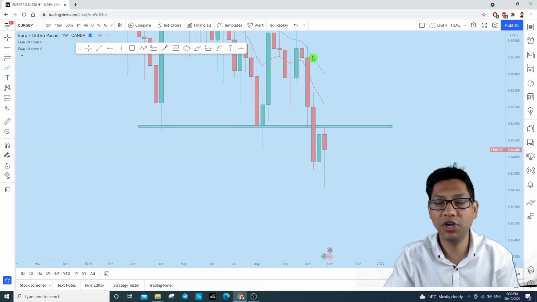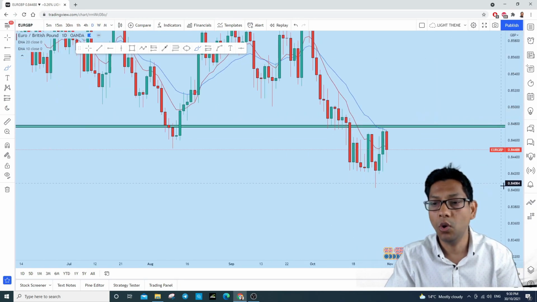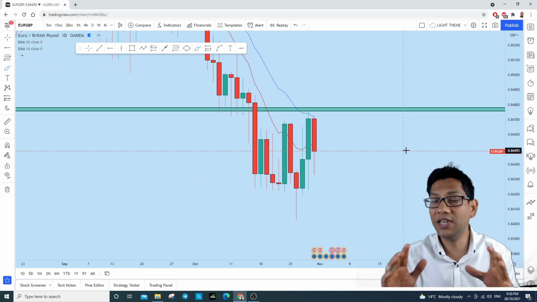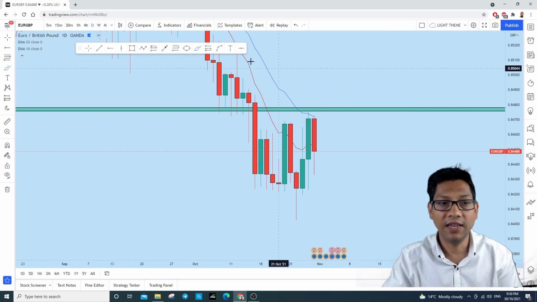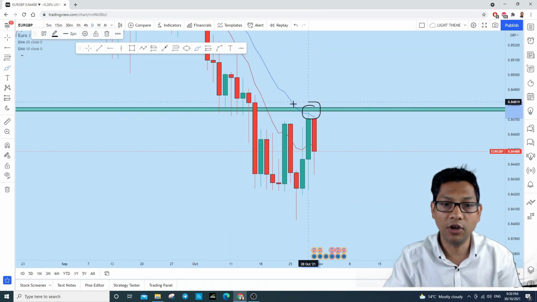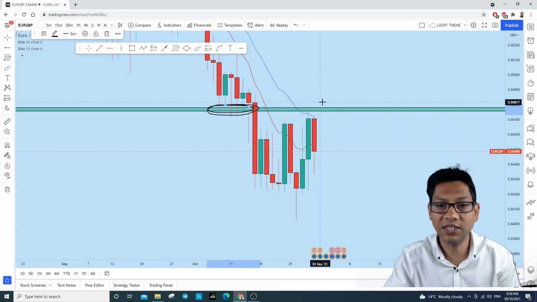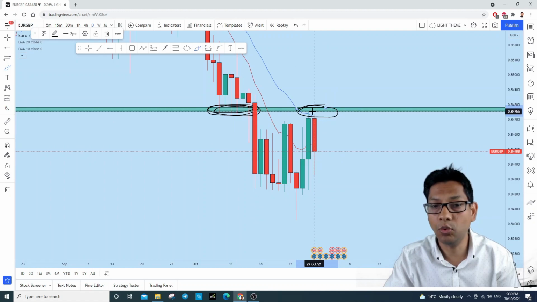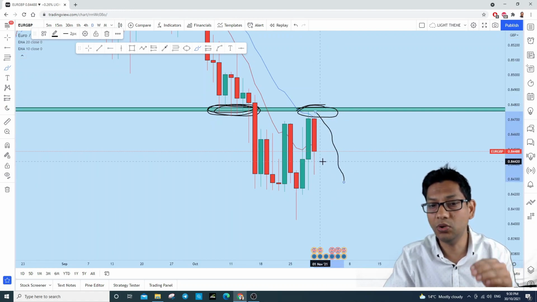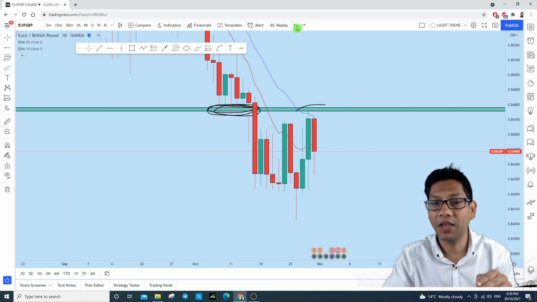Now let's jump on to the daily time frame to see what kind of price action we have. Now on the daily, as you can see, it has already created a double top formation. Now in this double top, you see that this is the weekly resistance here and support here, resistance here, and we can expect a drop. As you can see, the price already rejected from this area.